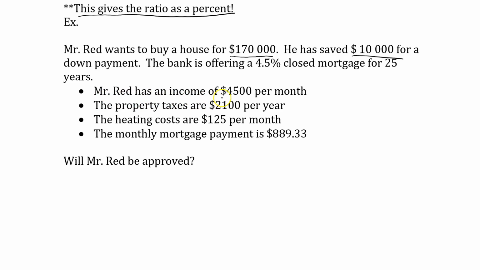Mr. Red has an income of $4,500 per month. Now that is not necessarily what he takes home specifically, but it is what he earns. Remember, we have gross and we have net. Net is what we actually take home in our pockets, whereas gross is what our salary or our hourly wage gives us. Property taxes are $2,100 per year, heating costs are $125 per month, and the monthly mortgage payment is $889.33. Will Mr. Red be approved?